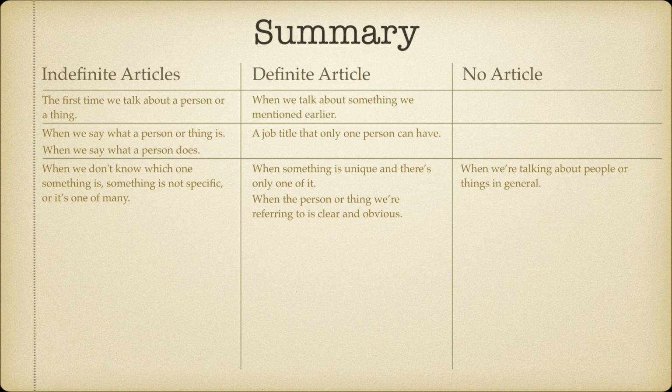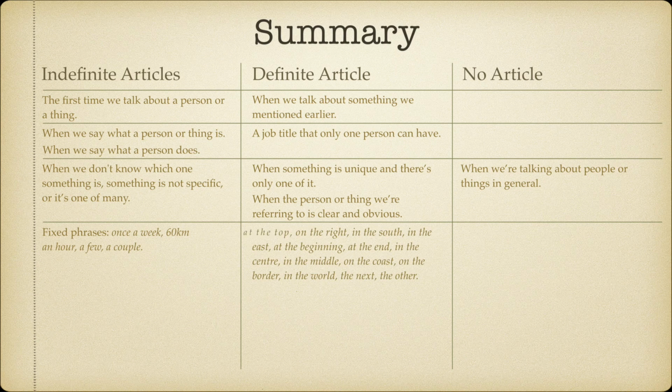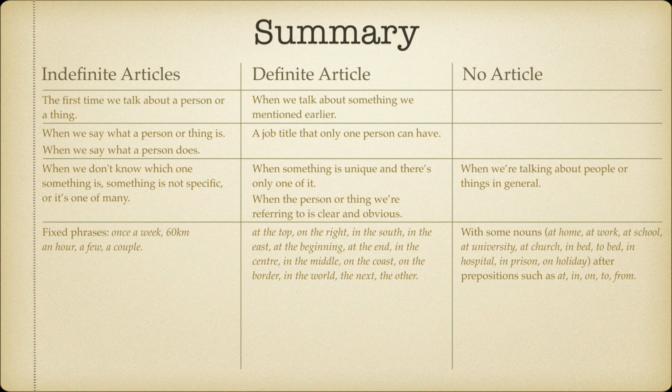We don't use articles when we're talking about people or things in general. We use definite articles for fixed phrases such as once a week, 60 kilometers an hour, a few, a couple. We use the definite article for at the top, on the right, in the south, in the east, at the beginning, at the end, in the center, in the middle, on the coast, on the border, in the world, the next, the other.